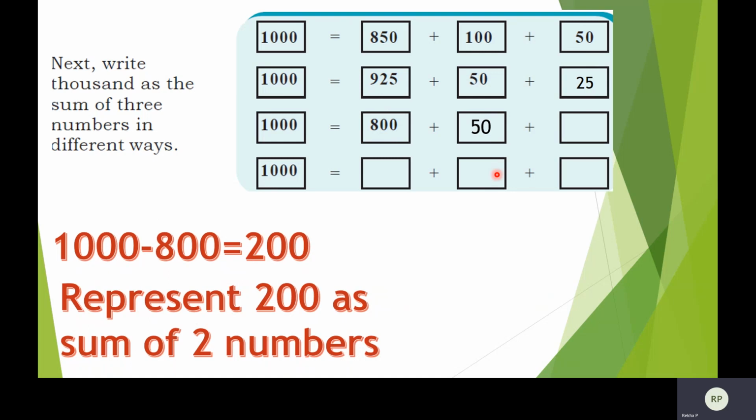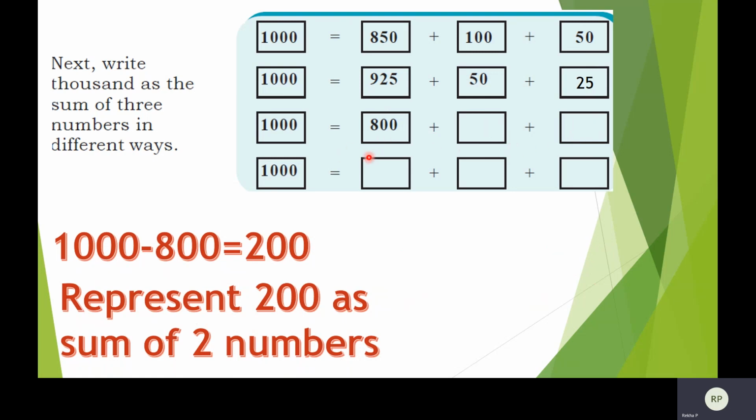Now what you have to do? Your aim is to make 200 as the sum of these two numbers. You have chosen one number as 50. Then how will you find the other number? Subtract 50 from 200. 200 minus 50, what will you get? You will get 150. So now when you add up these three, you will get 1000. So this is one solution. Like that, you can have multiple solutions.